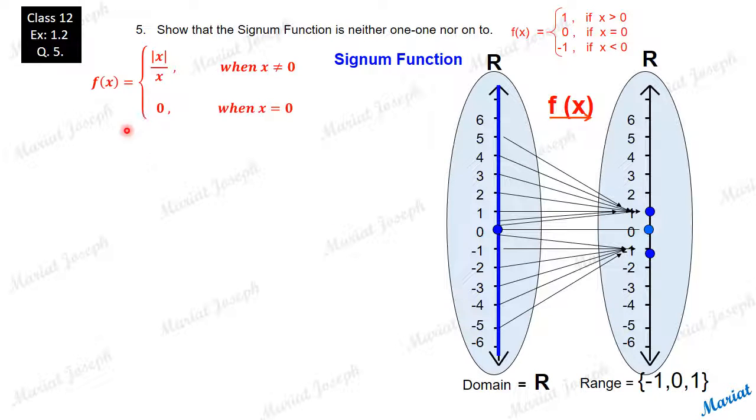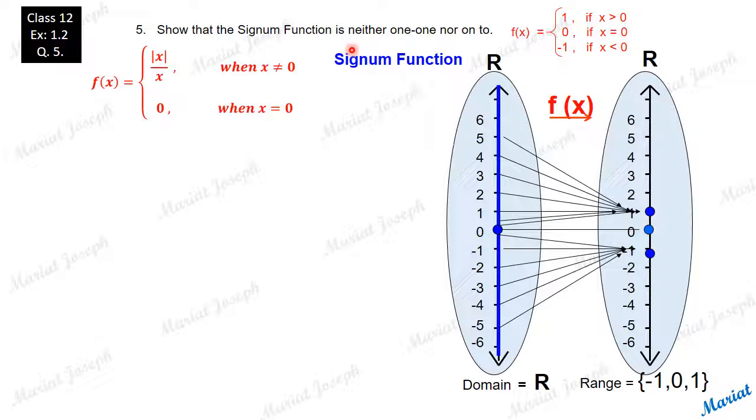So this function can be now rewritten like this also. Whenever x is a number more than 0, all positive numbers, their image will be 1. And whenever x is less than 0, all negative numbers, the image will be minus 1. And when x is equal to 0, the image is 0 itself. So this is again same as the signum function. Signum function may be written like this or like this.